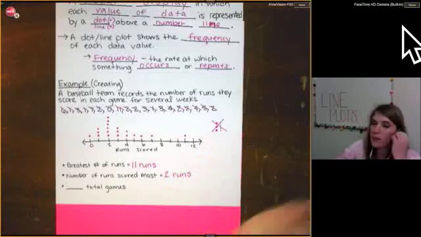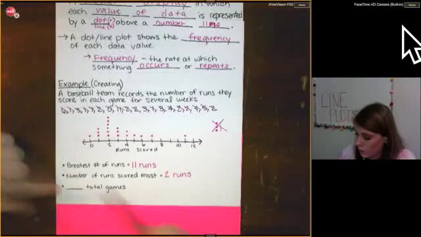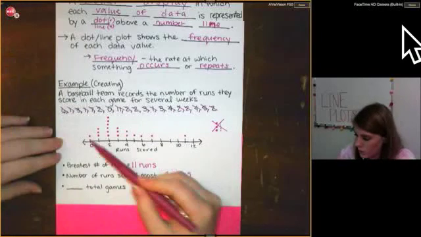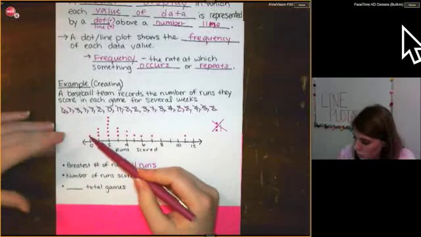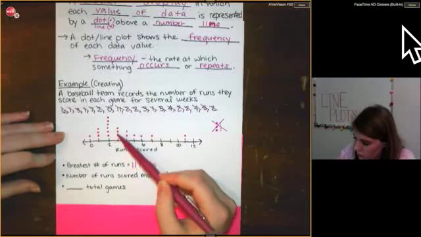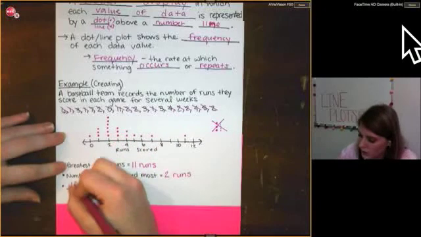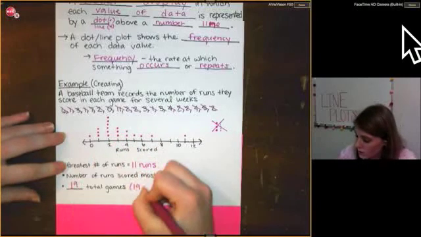And then again, like we said, we're talking about each data value in this scenario, so we can find out actually the total number of games. That's literally just counting. So 1, 2, 3, 4, 5, 6, 7, 8, 9, 10, 11, 12, 13, 14, 15, 16, 17, 18. So 19 total games because there are 19 dots.